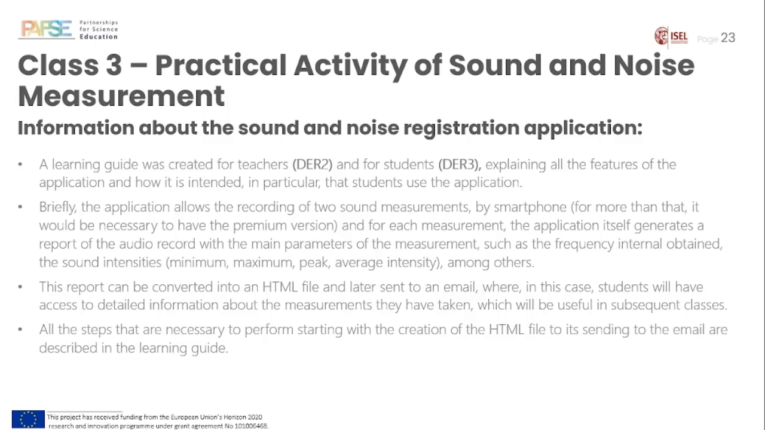And the application itself generates a report of the audio record with the main parameters of the measurement, such as the frequency interval obtained, the sound intensities, the minimum, maximum, peak, and average intensity, among other aspects. And this report can be converted into an HTML file and later sent to an email where, in this case, students will have access to detailed information about the measurements they have taken, which will be useful in subsequent classes.